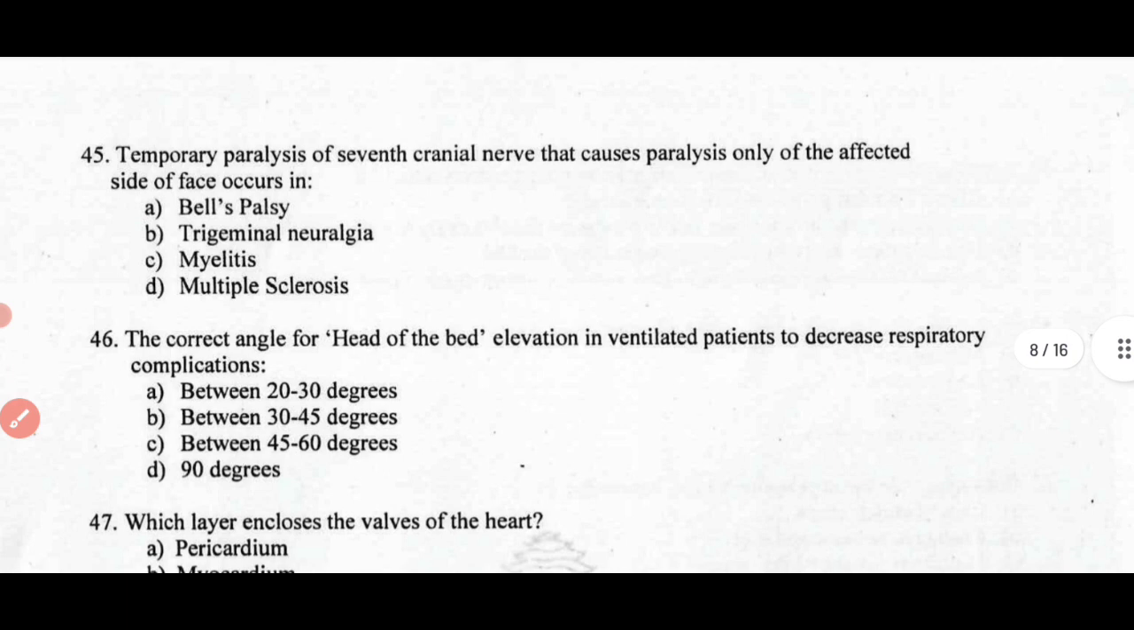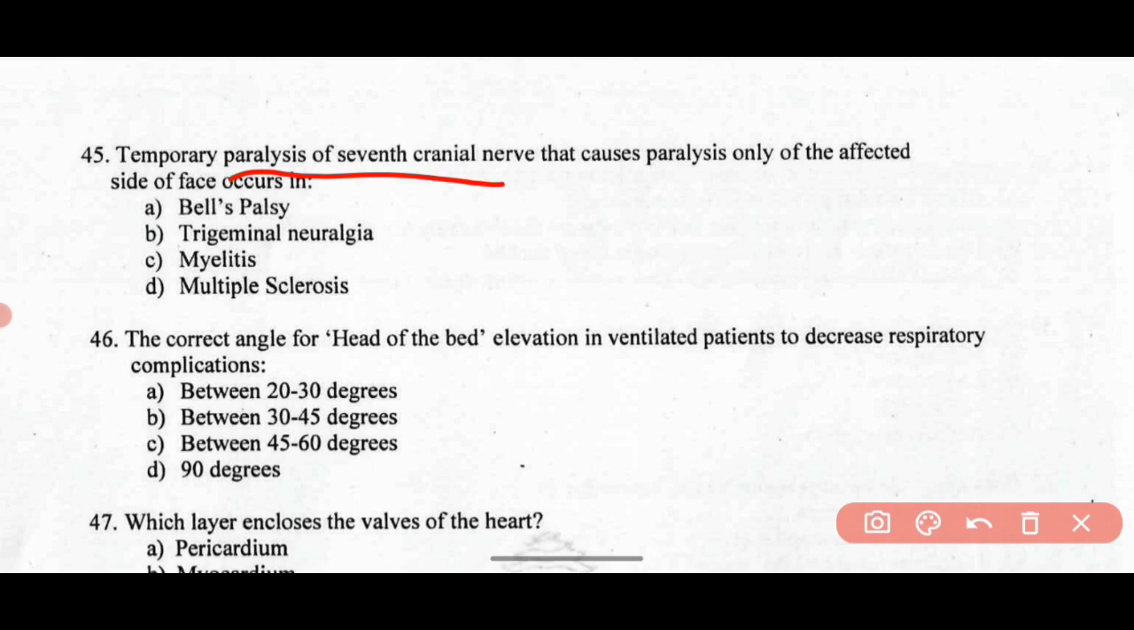Question number 45. Temporary paralysis of the 7th cranial nerve that causes paralysis only of the affected side of the face occurs in. So here the keywords you have to remember: paralysis caused by the 7th cranial nerve. What is the 7th cranial nerve? It is the facial nerve. There are 12 pairs of cranial nerves.